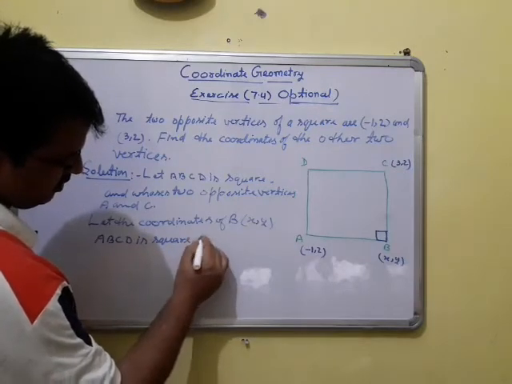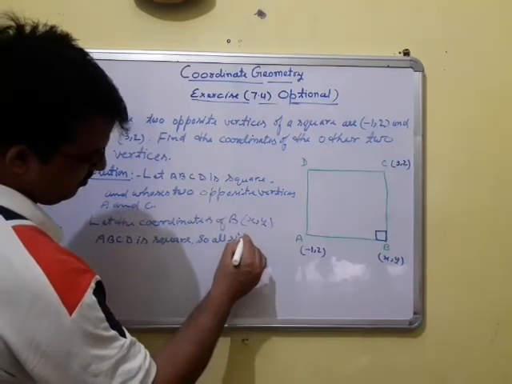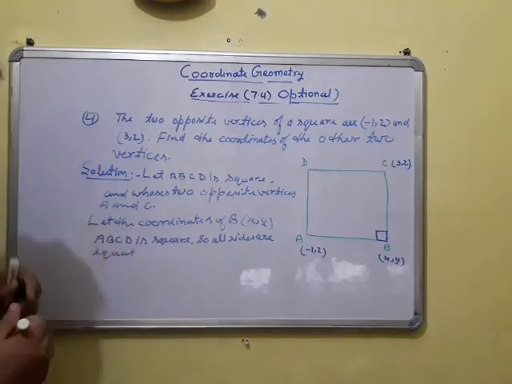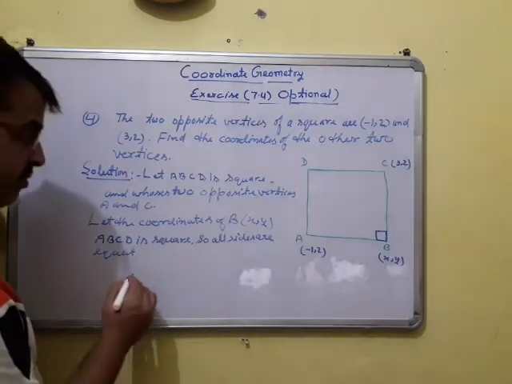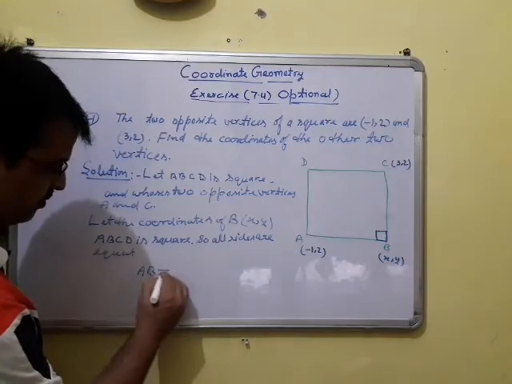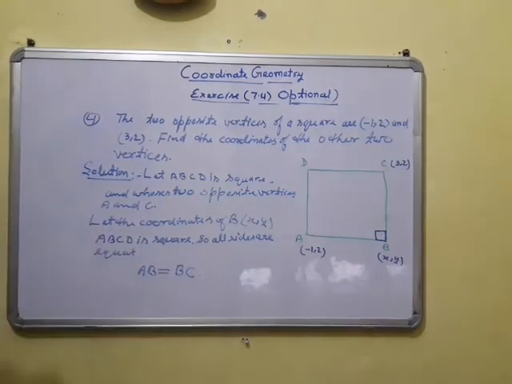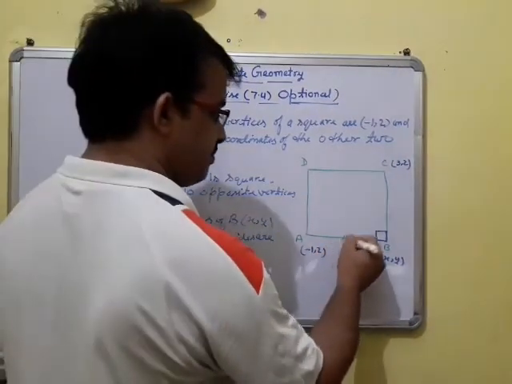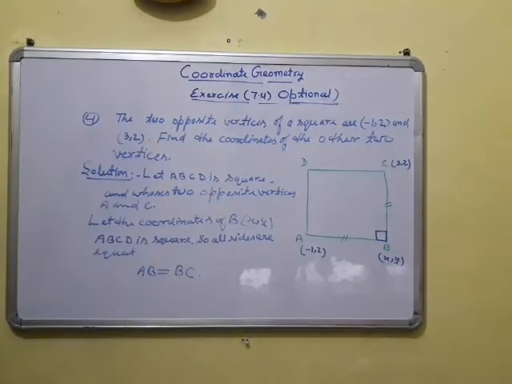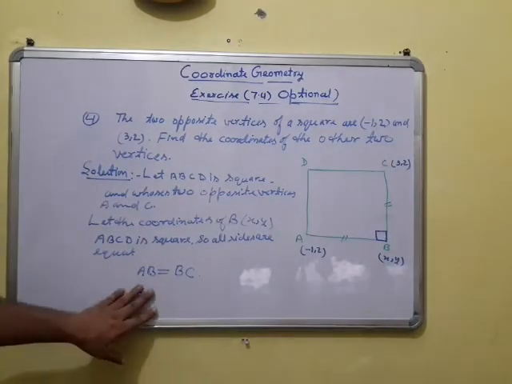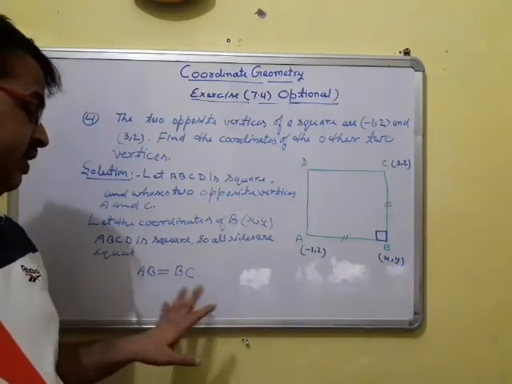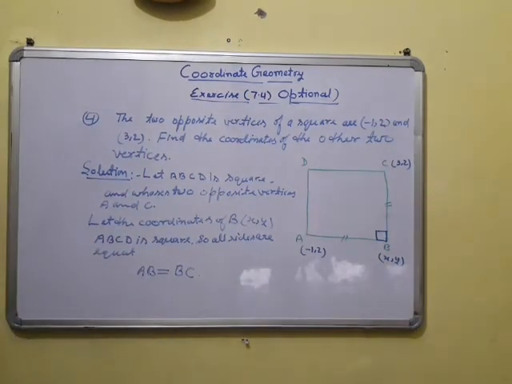सभी साइड्स क्या होंगी? इक्वल होंगी. तो हम इसको ये दिखा सकते हैं कि AB is equal to BC. These are the sides. Now first we prove that AB is equal to BC. So use here the distance formula.